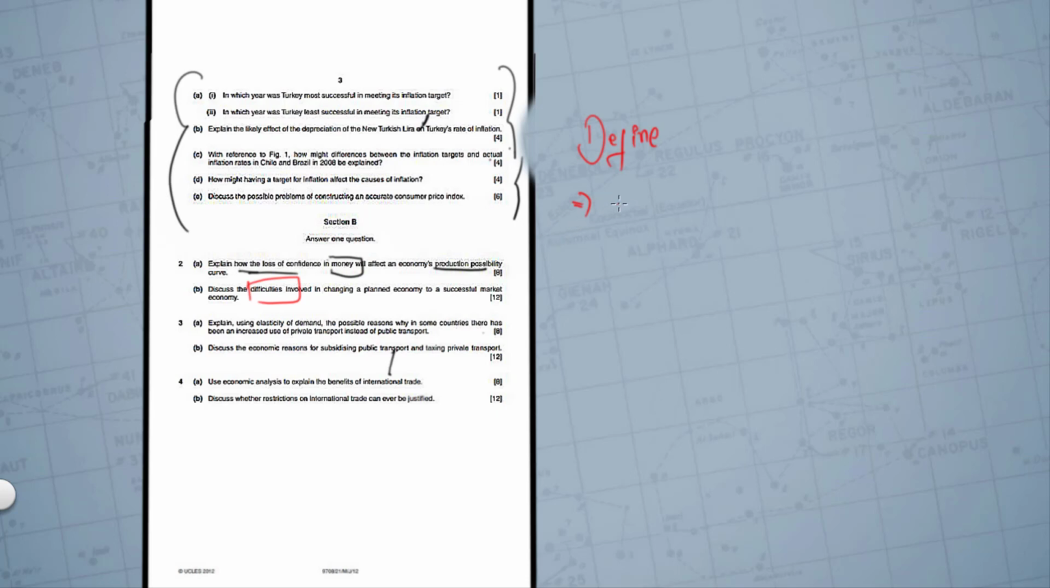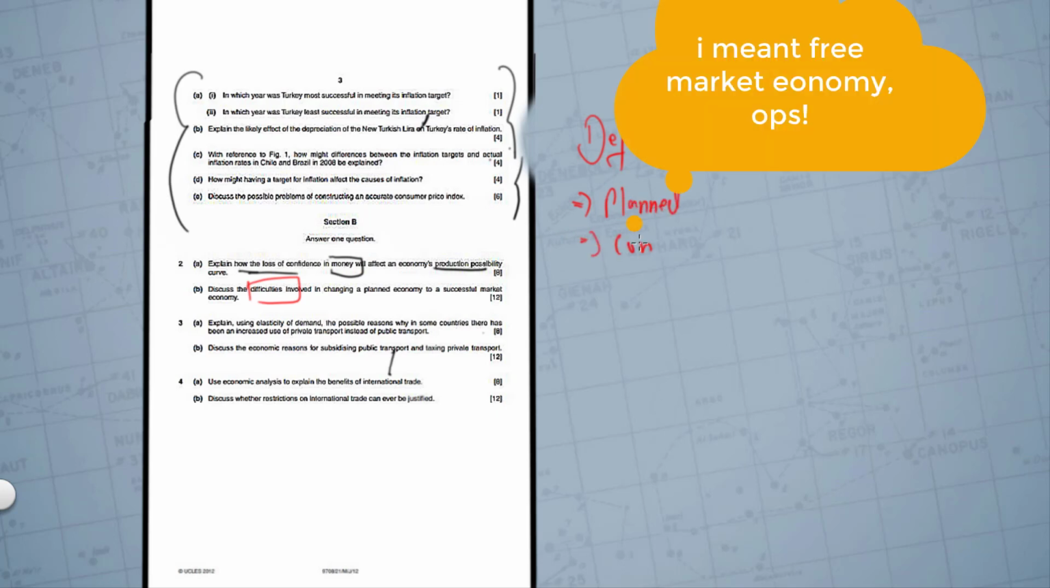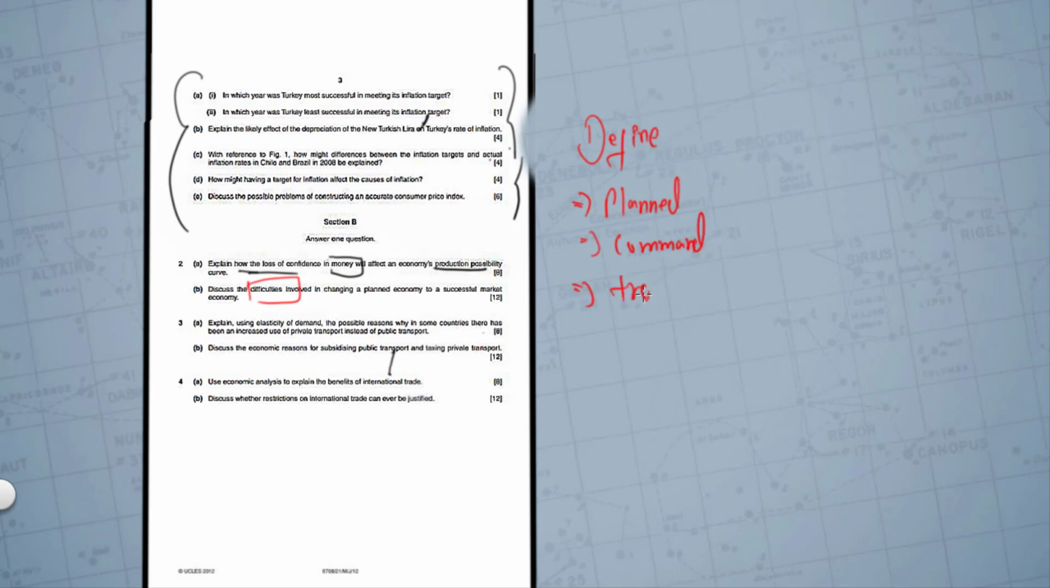What terminologies do we have? Obviously, we have planned economy. Obviously, you have command economy. And the third definition that you have to keep in mind is transition. So transition means the period wherein an economy moves from one part to the other, from a particular nature to a different nature, market to command or command to market. It's usually command to market in recent times.